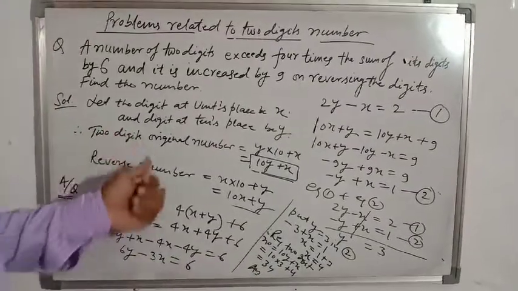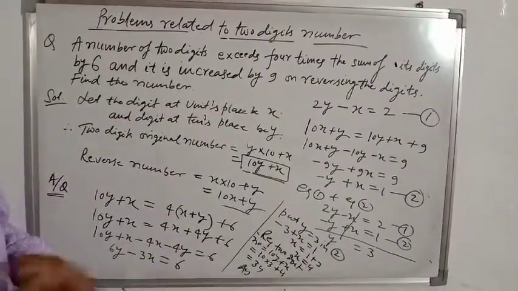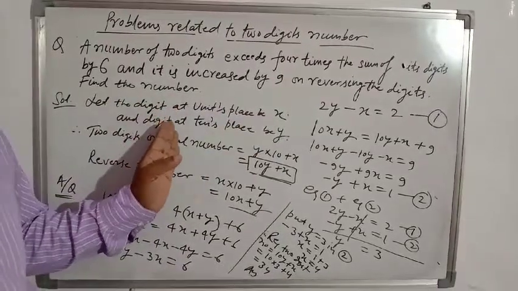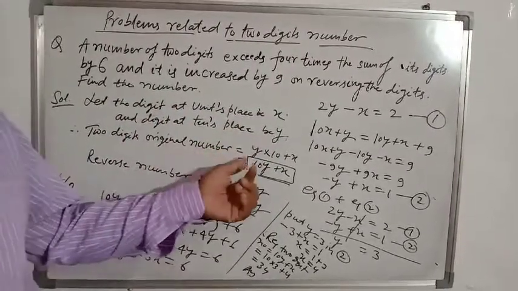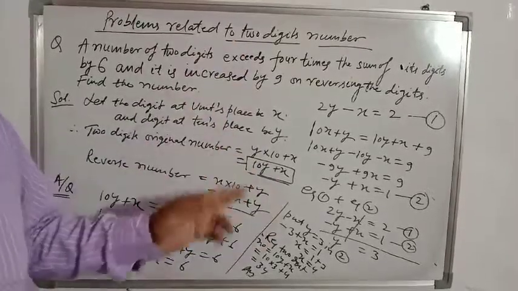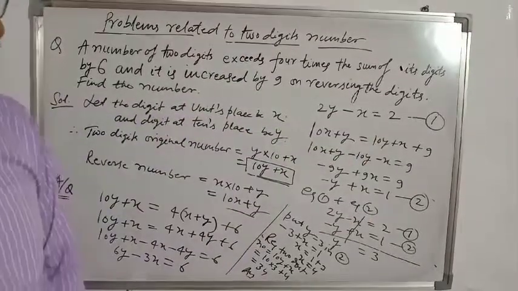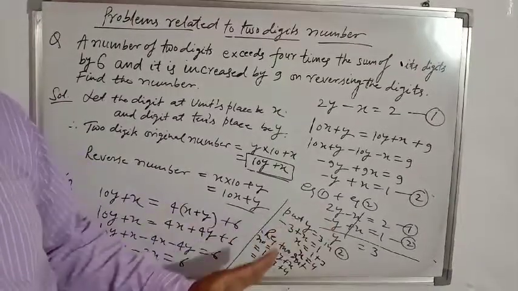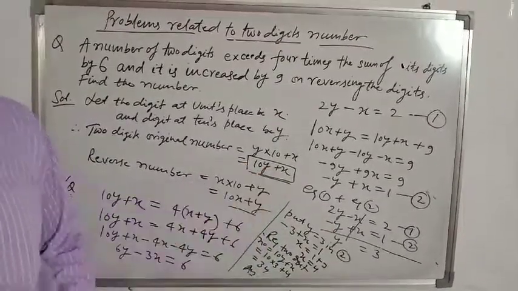So this is the problem related to a two-digit number. In every problem we will suppose, let the digit at unit place be x and the digit at tens place be y, then write the two-digit number, and then according to the statement we have to make two linear equations in two variables and solve both the equations to find the variables x and y and put them here to find the original number.